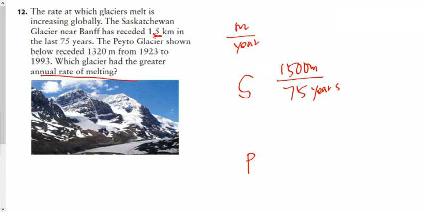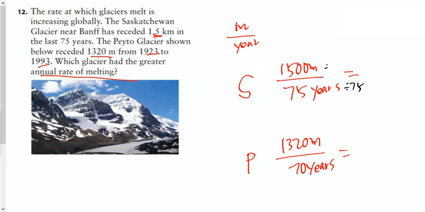Now, the Peyto Glacier is a little bit more complicated. It actually gives us it in meters. So we're going to put 1,320 meters in, uh-oh, I have to do some thinking. Between 1923 and 1993 is 70 years. That's right. Now, if you didn't know that, you could have just used the old-fashioned subtraction. 1993 take away 1923 gives you 70 years. So now that we have that, this is easy now. I can do this. This is no problem.